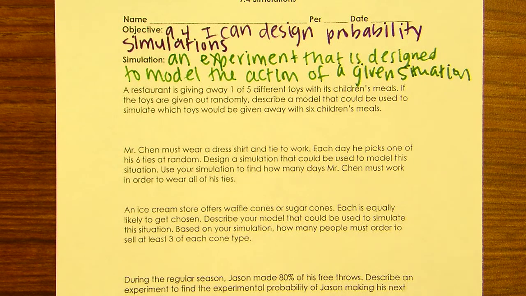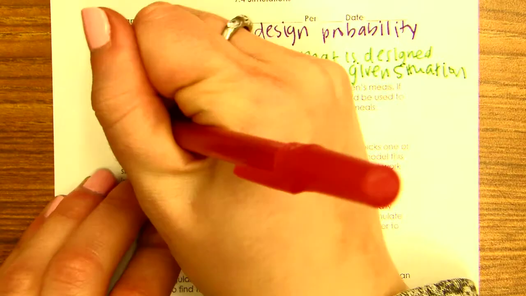So I don't want to go to McDonald's and buy 6 Happy Meals or whatever, because that would be expensive. So I want to design a simulation that I could use instead that has the exact same probability. And so I need to have a 1 in 5 chance of each toy being selected. So we just have to pick something that we know that we could design that has a 1 in 5 chance. So I'm going to pick a spinner with 5 equal sections.